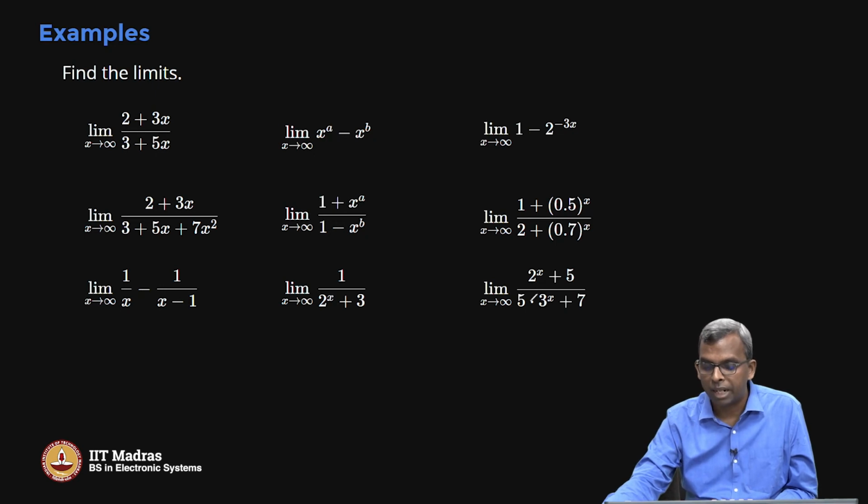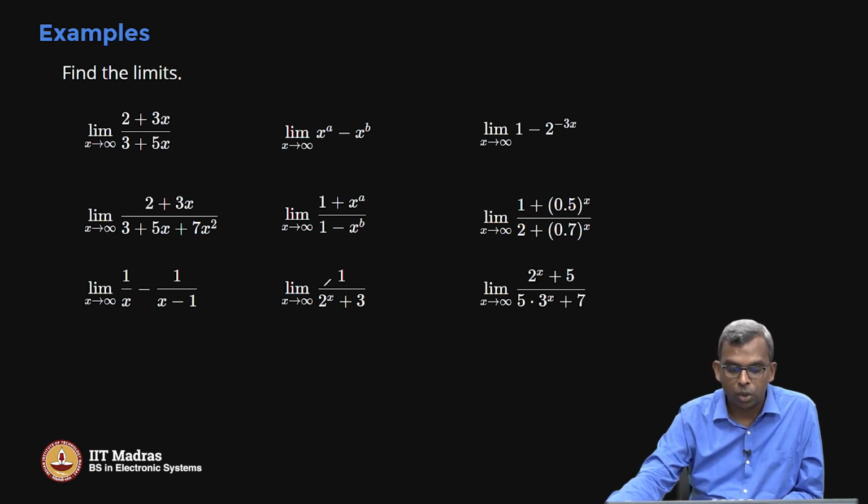2 to the power x by 3 to the power x is like 2 by 3 whole power x here, and that will go off to 0. You can divide throughout by 3 to the power x. You see that 2 by 3 is less than 1, so 2 by 3 power x will go off to 0. So, again, this limit is 0.